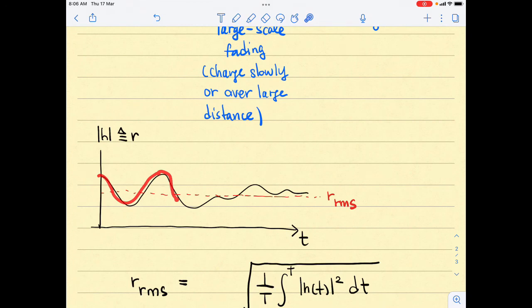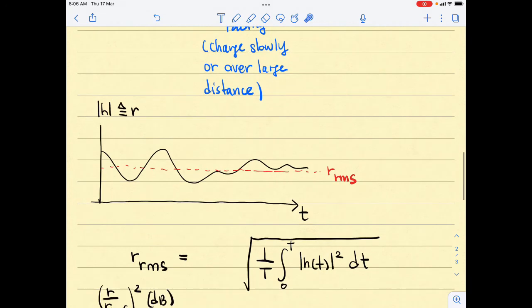So the channel is changing. Sometimes it's good, sometimes it's bad, coming down something like this. And we could find the average over time. Let's assume this is the average, the red dash line. When we do the average, we can look at the root mean square average. RMS is root mean square average.